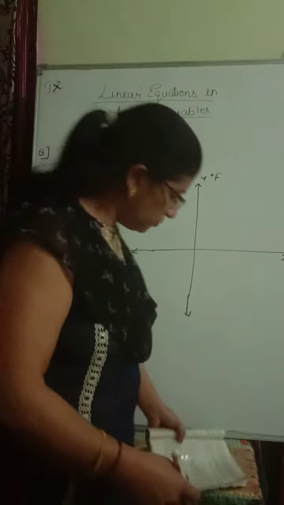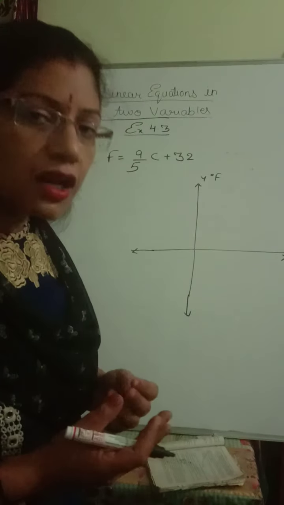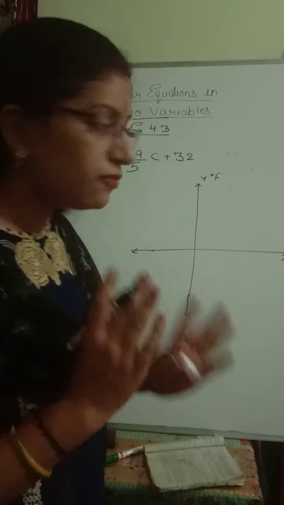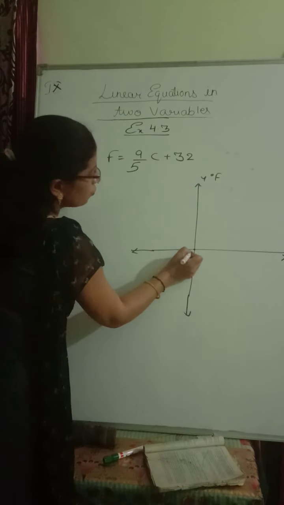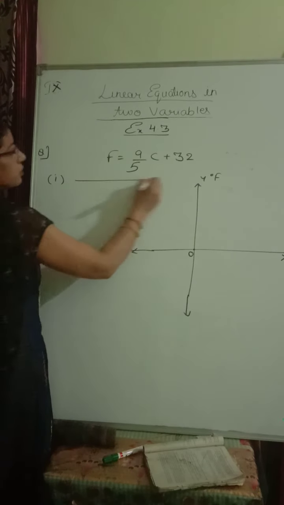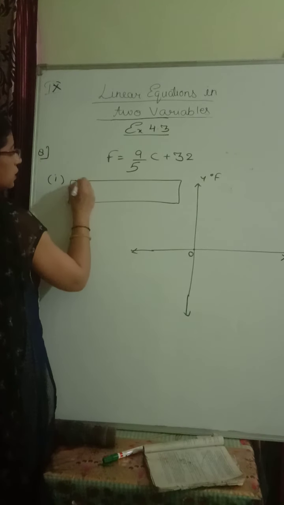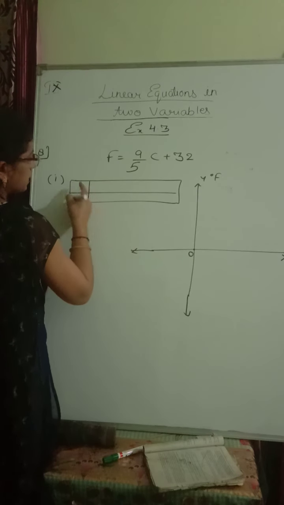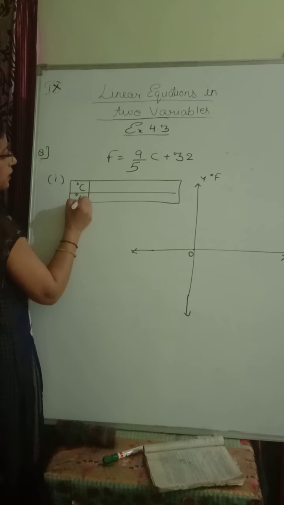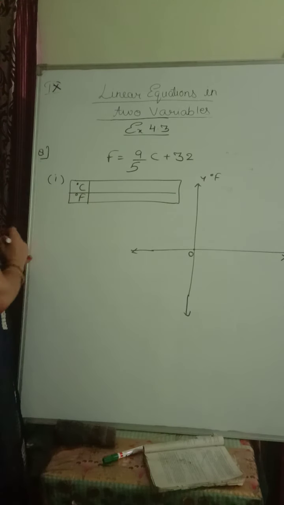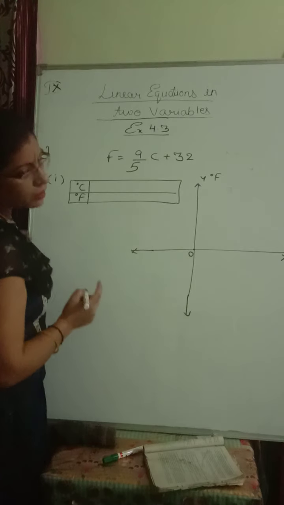Okay, so very first point. For making the graph, what you have to do, you have to make the table for it. Coordinates you want, okay. Without coordinates you cannot do anything. So now we will draw the table for this. Okay. So what for x-axis? X is degree Celsius. So we will write degree Celsius and y degree Fahrenheit. Okay. So let us substitute the value one by one.